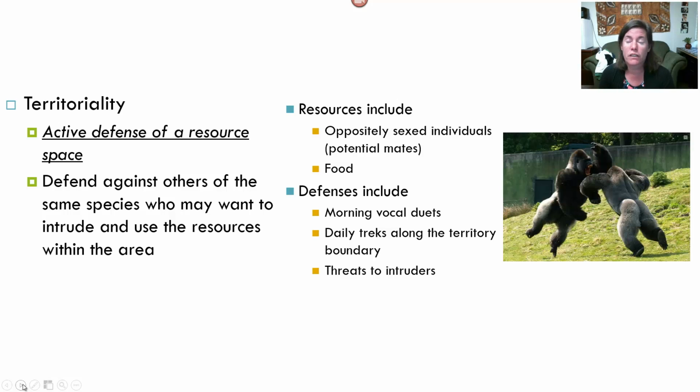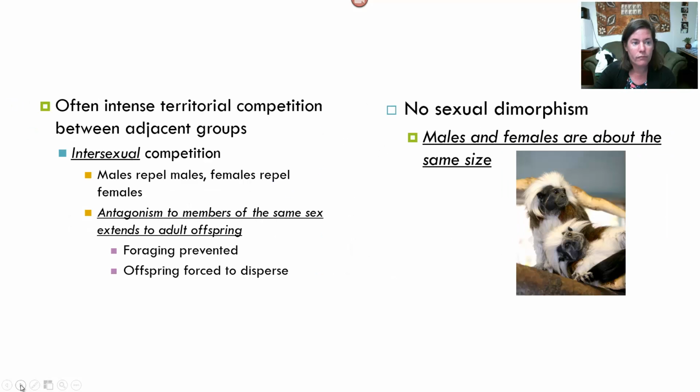Defenses that are generally displayed in terms of territoriality include morning vocal duets, daily treks along the territory boundary, which is very common in, say, chimpanzees, and threats to intruders. There's often intense territorial competition between adjacent groups of primates. The competition is generally referred to as intrasexual competition. It's intrasexual because males are repelling males and females are often repelling females.